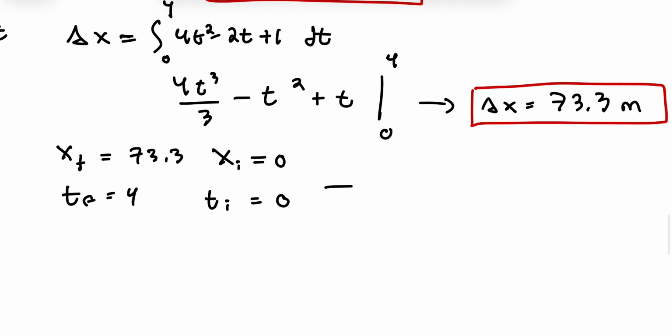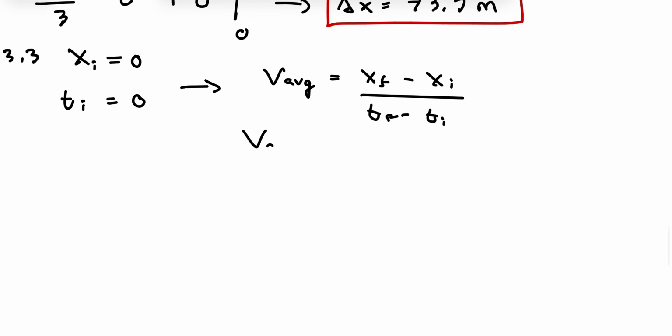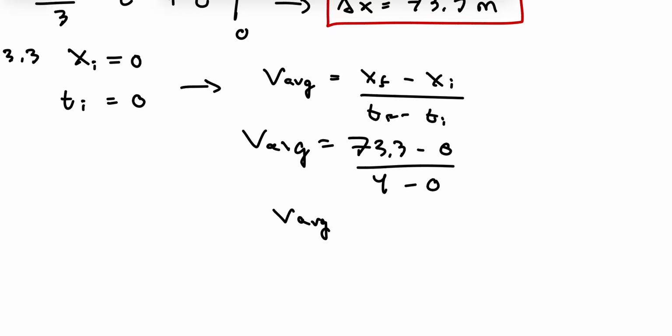So coming over here and doing this equation, we get that our average speed is going to be equal to x final minus x initial over t final minus t initial. So now if we just plug in these values like this, we'll get that we have 73.3 minus 0 over 4 minus 0. So now if we go and do this basic division using our calculator, we get that the average speed during this 4-second interval is 18.3 meters per second.